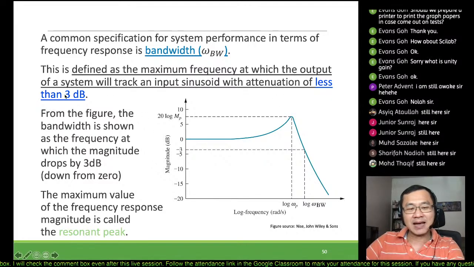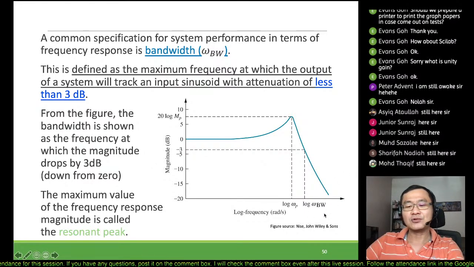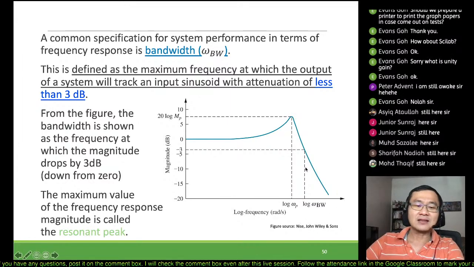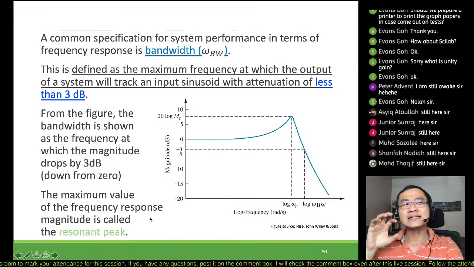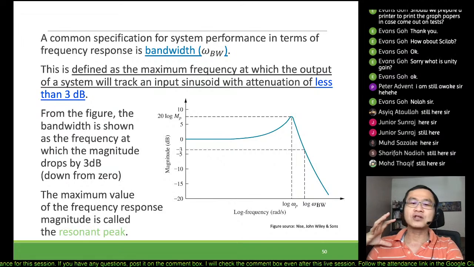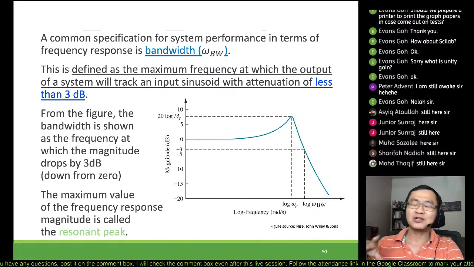This bandwidth is defined as the point at minus 3 dB. So in your magnitude plot, you plot a minus 3 dB line, and whatever is after that, we call omega bandwidth, omega bw. The maximum value at this particular peak point, MP, we call the resonance peak. These are only a few terms to represent the characteristics of the Bode magnitude plot itself.